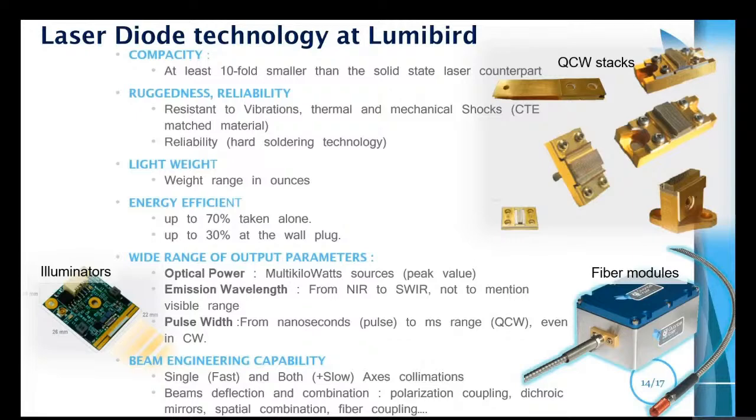The efficiency can reach up to 70% with the product taken alone, or 30% at the wall plug. We can provide a wide range of output parameters, up to multi-kilowatts in optical power, in peak power, and the wavelength emissions can cover the near infrared and SWIR, and also the visible range down to the red. The pulse width covers from the nanoseconds to the milliseconds range, even in CW. We can also provide capabilities in beam engineering.